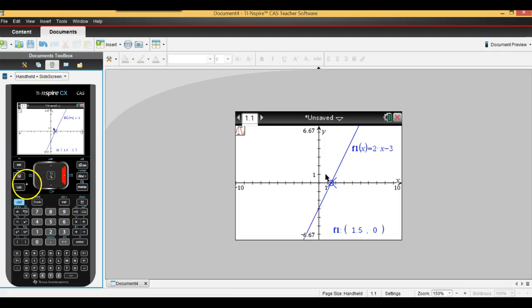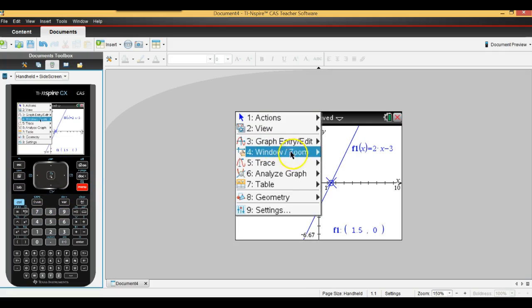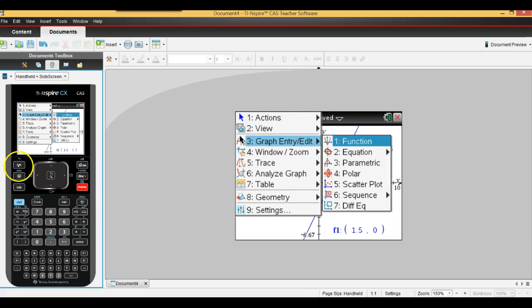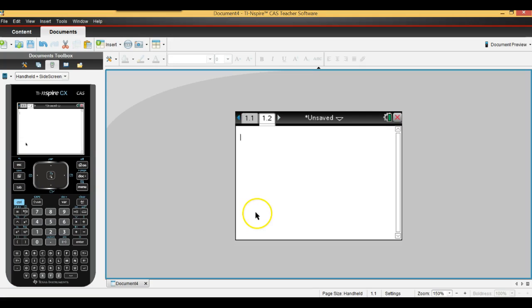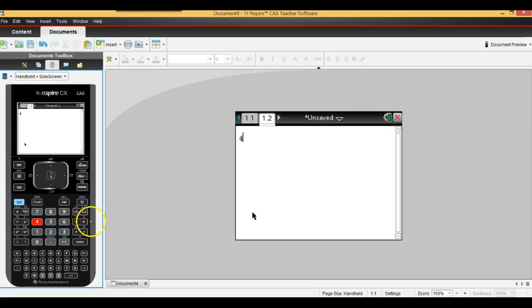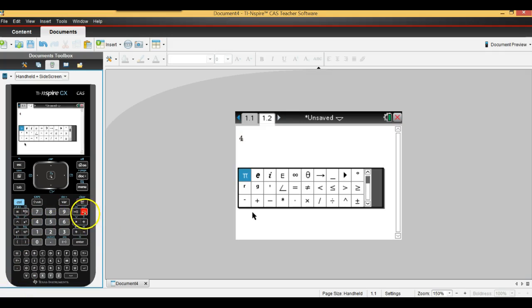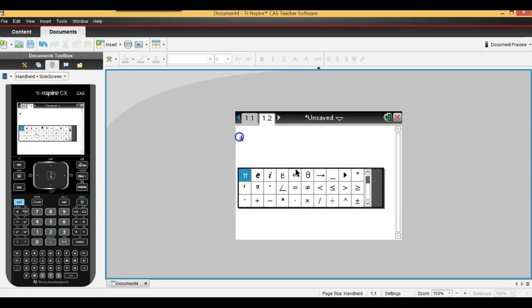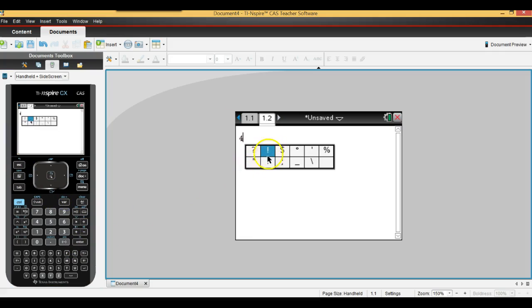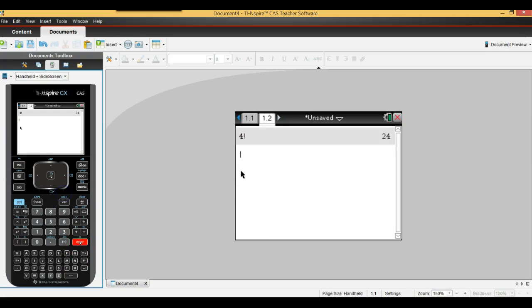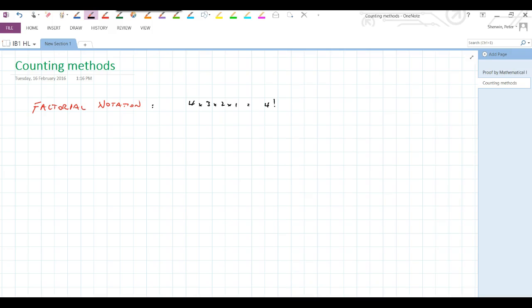So on your calculators, if we're going to calculate it, where is the button? Give me a moment. Okay, I've discovered it. It's down here on this button here. So 4 factorial, select that, enter. So that's equal to 24. And we pick that up here.